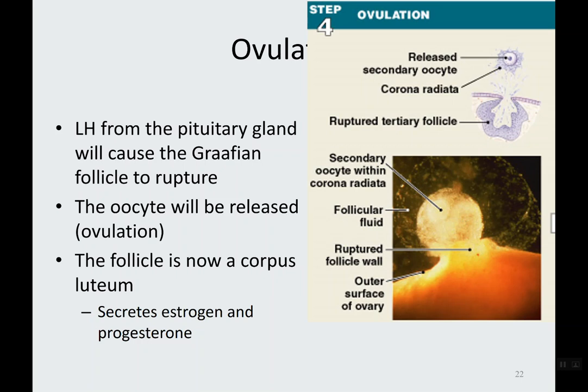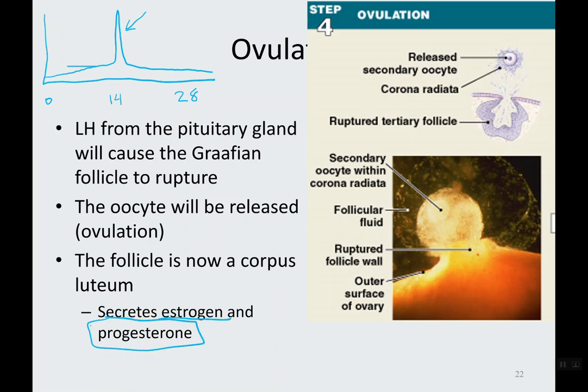So the ovulation event is caused by a surge of luteinizing hormone. So from day 0 to day 14 to day 28, if you were to draw the relative amount of luteinizing hormone on a scale, it looks kind of like this. Kicking along, and then, oh my god, that's the LH surge. So that causes ovulation, and then the oocyte is released, and the remaining cells are going to become a corpus luteum, which secretes estrogen, but primarily its job is to secrete progesterone.